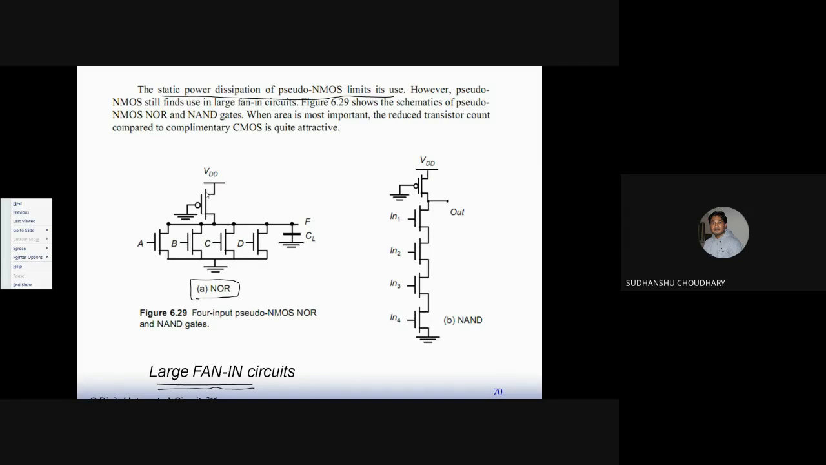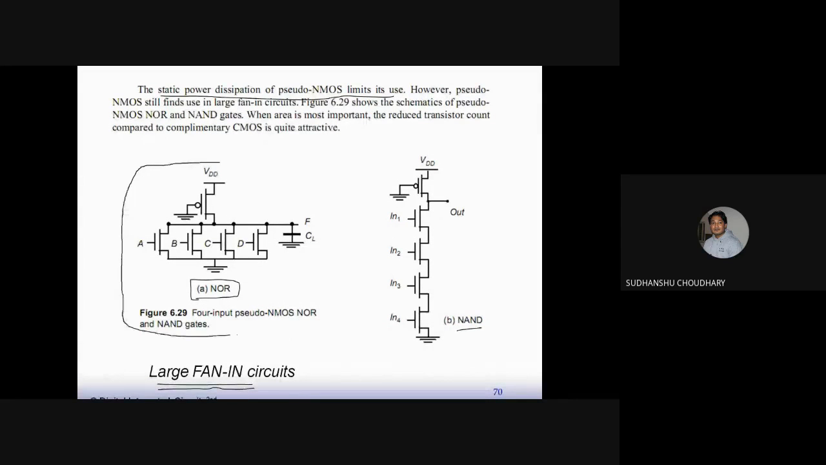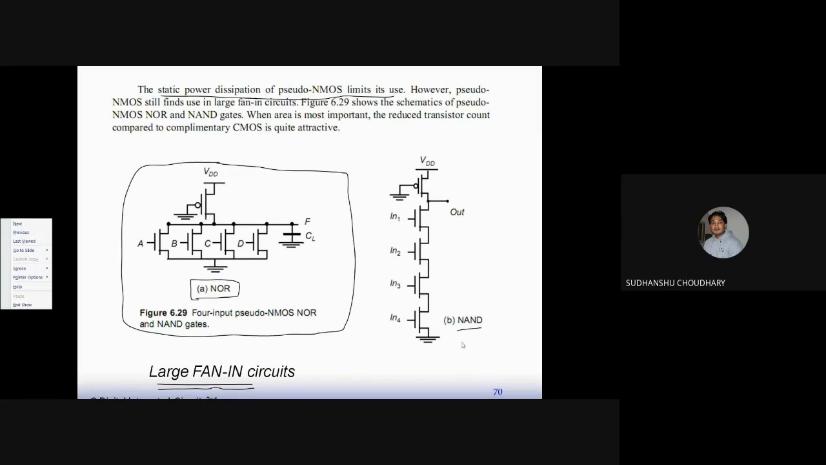So it does not have a stack of PMOSes which are already slow. Similarly, NAND implementation can also be done. You need only one PMOS here. So large fan-in gates can be implemented using pseudo NMOS instead of complementary CMOS circuits. But yes, the problem would again be reduced robustness and also increased power dissipation. Since you have static power dissipation here, that is, you have a path between VDD and ground since PMOS is always on, that problem obviously exists here.